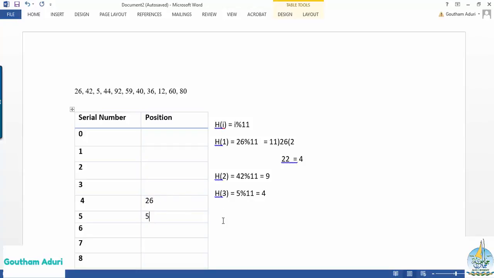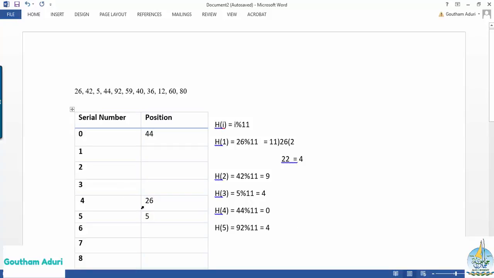remainder. And the next one is 44, so H of 4 is equal to 44 mod 11, so it's 11 4 is 44, it's 0, so in the 0th position you're going to get 44. And then next I'm going to get H of 5 is nothing but 92 mod 11, so it's 11 8 88, and the number that you're going to get is 4, but 4 is already there.